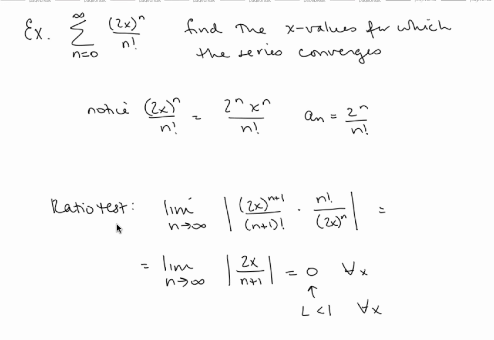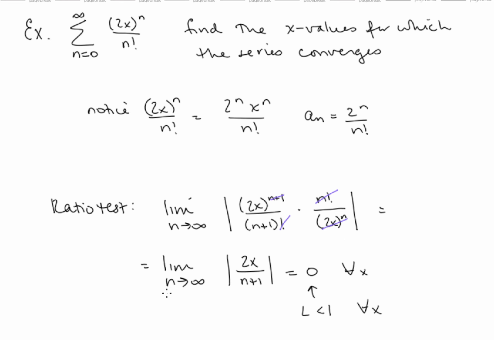Let's take a look at the ratio test here so that we can find the x values for which we have convergence. Limit as n goes to infinity, absolute value, of the n plus first term multiplied by the reciprocal of the nth term. We do our canceling: the (2x) to the n cancel, and then with n plus 1 factorial and n factorial, all of these factors cancel with the factorial factors there. We're left with the absolute value of 2x over n plus 1.